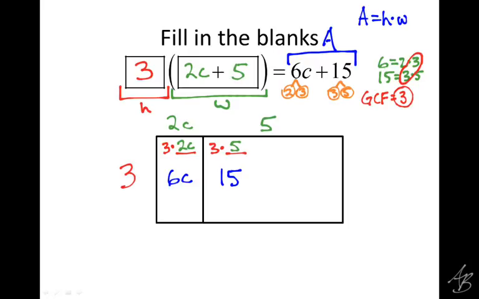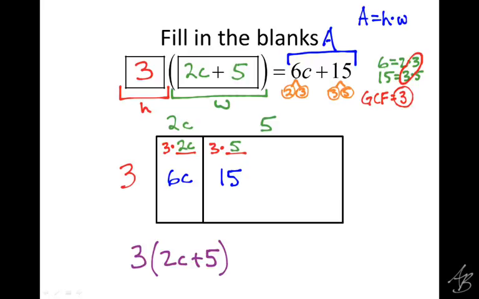Before we move on to the next one, I just want to show you something. I'm going to start with what we have here, what we got for our answer. So if I write that down here, what we got for our answer, it was 3 times 2C plus 5. If I gave you something like this and asked you to get rid of the parentheses, what could you do?